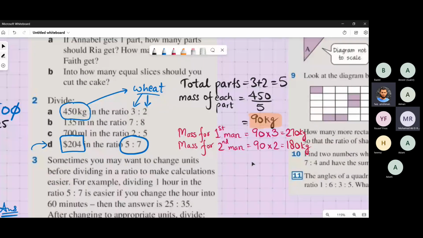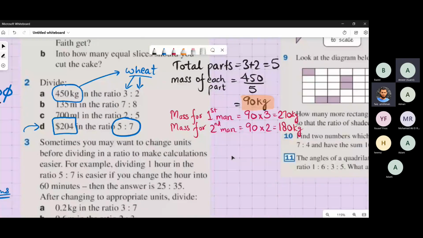Now, wait a minute. How many parts are there? 5 parts here, 7 parts here. So total how many parts? 12 parts.